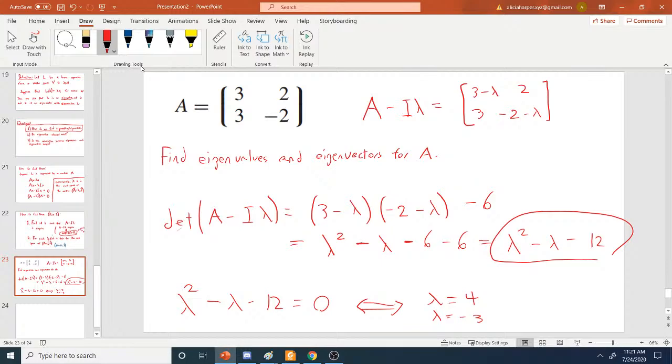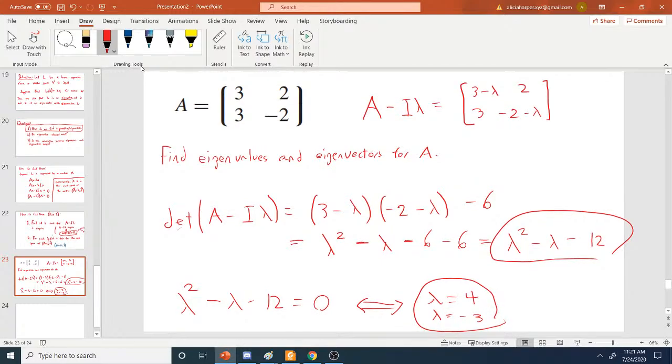Let me sanity check myself on that. Yeah, that's right. So I have these two lambda values, and these two lambda values correspond to this determinant vanishing. So this completes step 1.